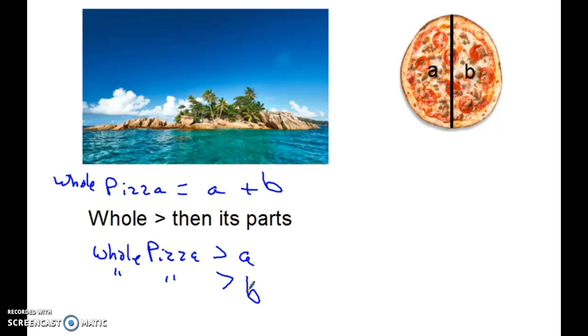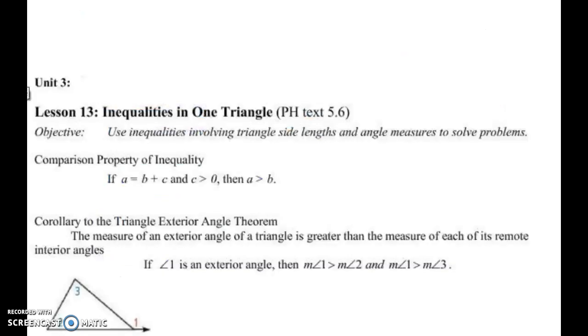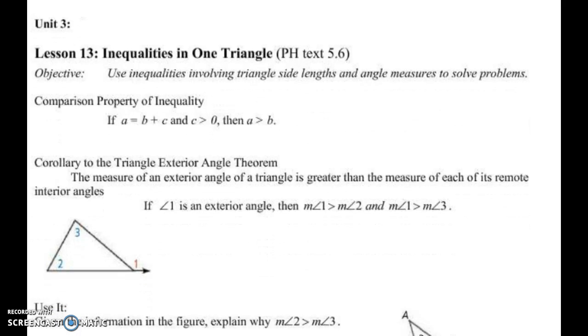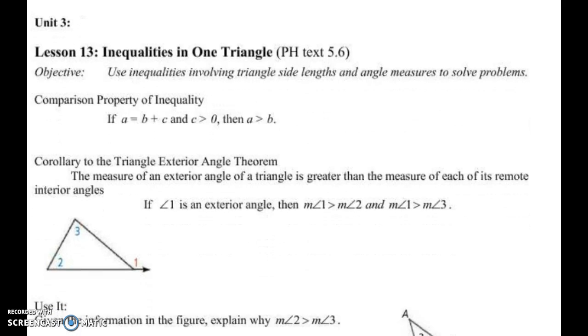Now let's see how that applies to our inequalities in one triangle. So let me just scroll down here. Here we have A is equal to B plus C. Well, we know that A has to be greater than B, and A has to be greater than C.